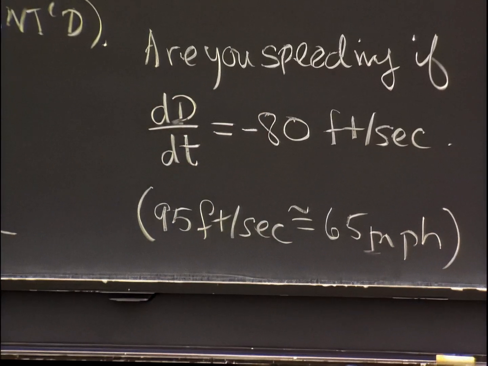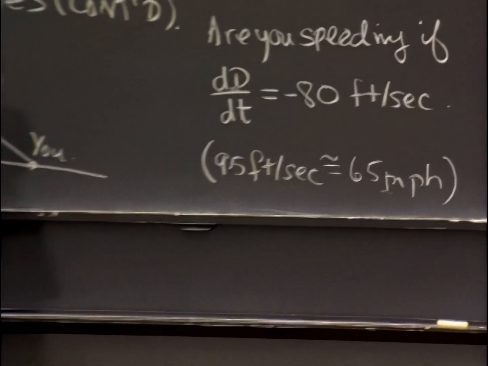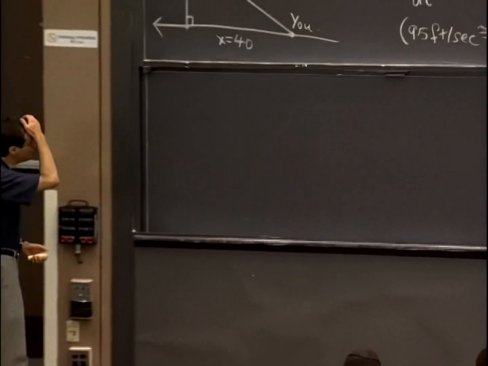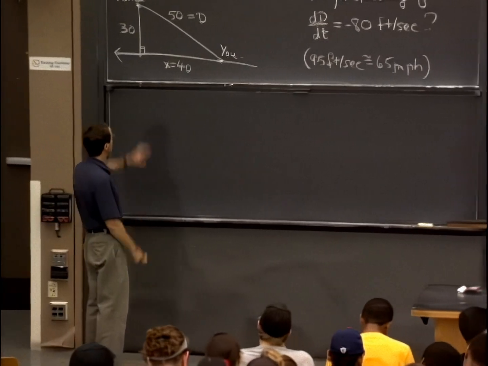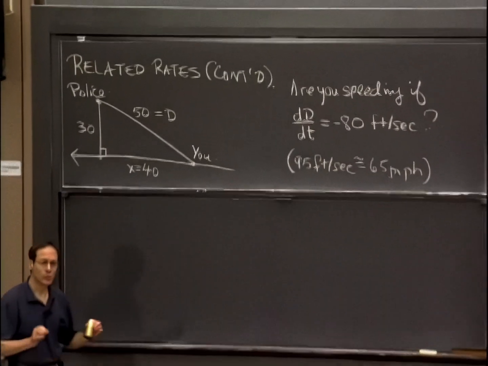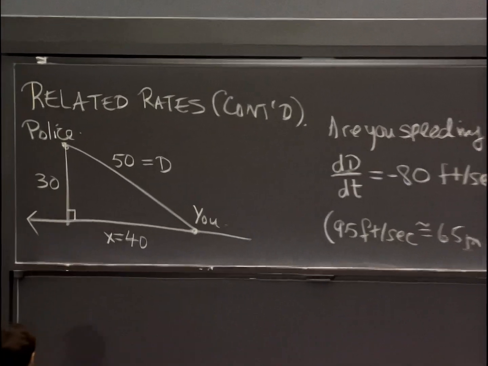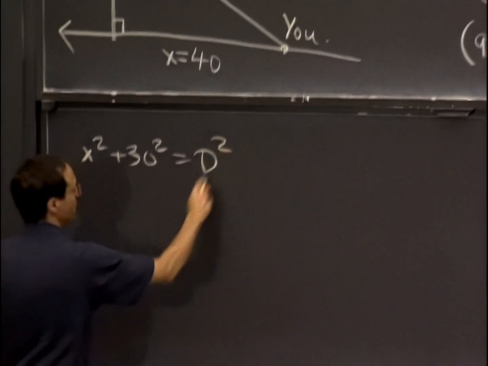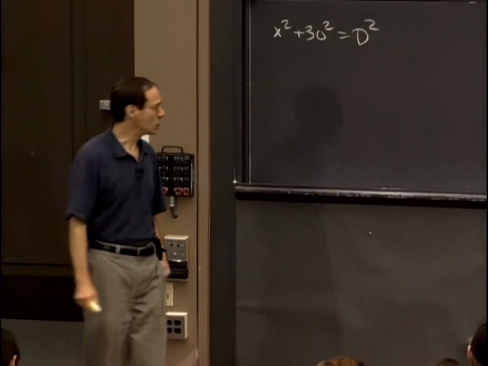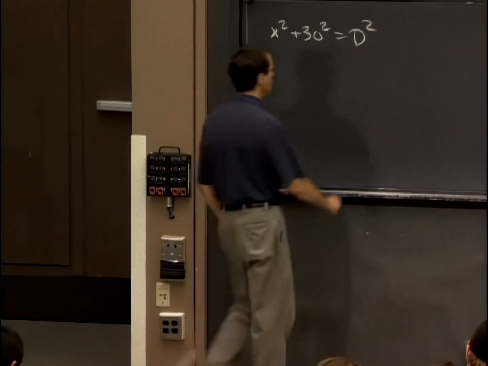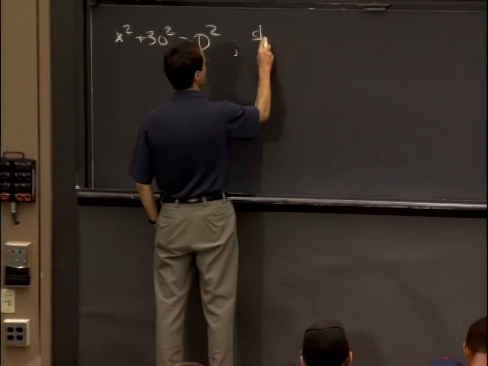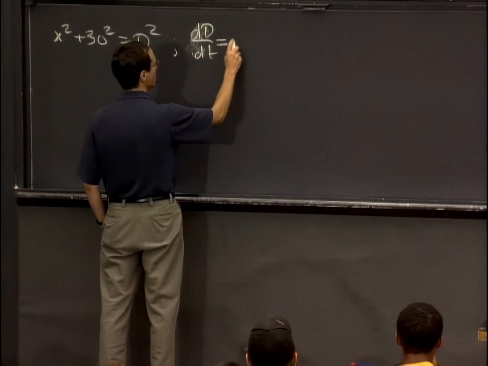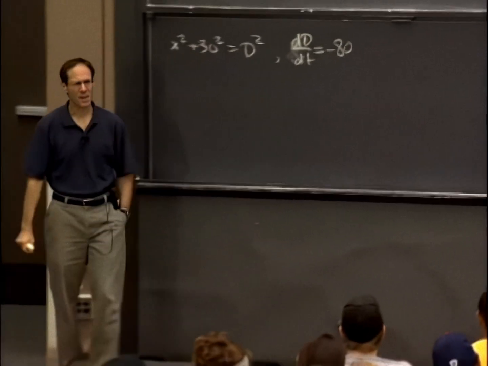So again, this is where we were last time. Put a little question mark there. And so let's solve this problem. So this is the setup. There's a right triangle, so there's a relationship between these lengths. And the relationship is that x squared plus 30 squared is equal to d squared. So that's the first relationship that we have. And the second relationship that we have, we've already written down, which is dd/dt is equal to minus 80.